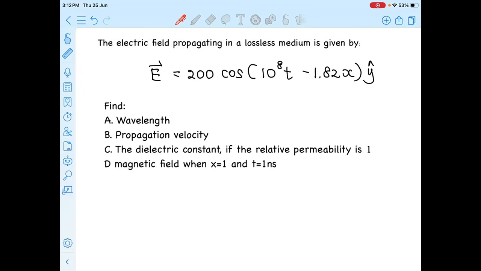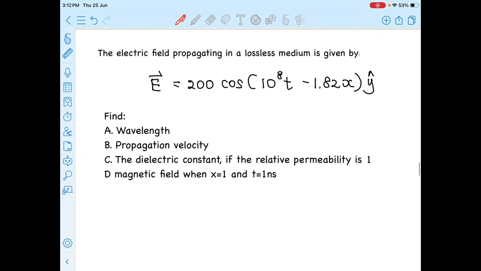Hi everyone, in this video we are going to try and solve this exercise, which is from chapter 4. So you have an electric field propagating in a lossless medium, and it is given by these formulas. When we look at the electric field formula, we know that this is the amplitude, and because it is a lossless medium, we don't have the exponent term.